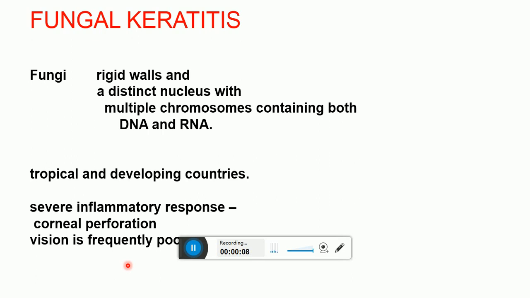Fungi are a group of microorganisms. They have rigid walls, they have a distinct nucleus, they have multiple chromosomes, and they contain both DNA and RNA. Fungal keratitis is rare in temperate countries, but it is a major cause of visual loss in tropical and developing countries. Though often evolving insidiously, fungal keratitis can elicit a severe inflammatory response, and corneal perforation is common. The outlook for vision is frequently poor.